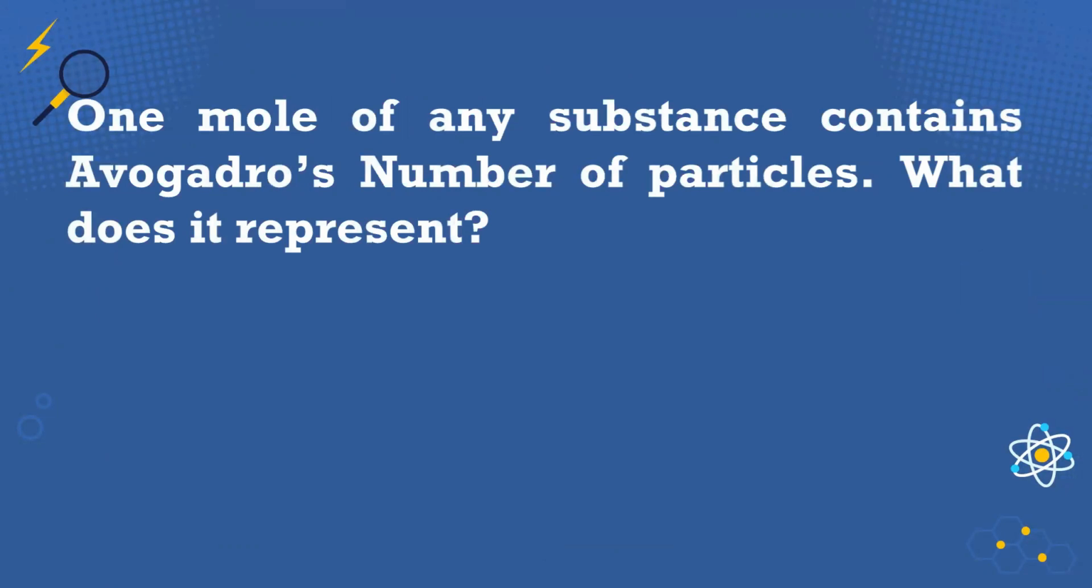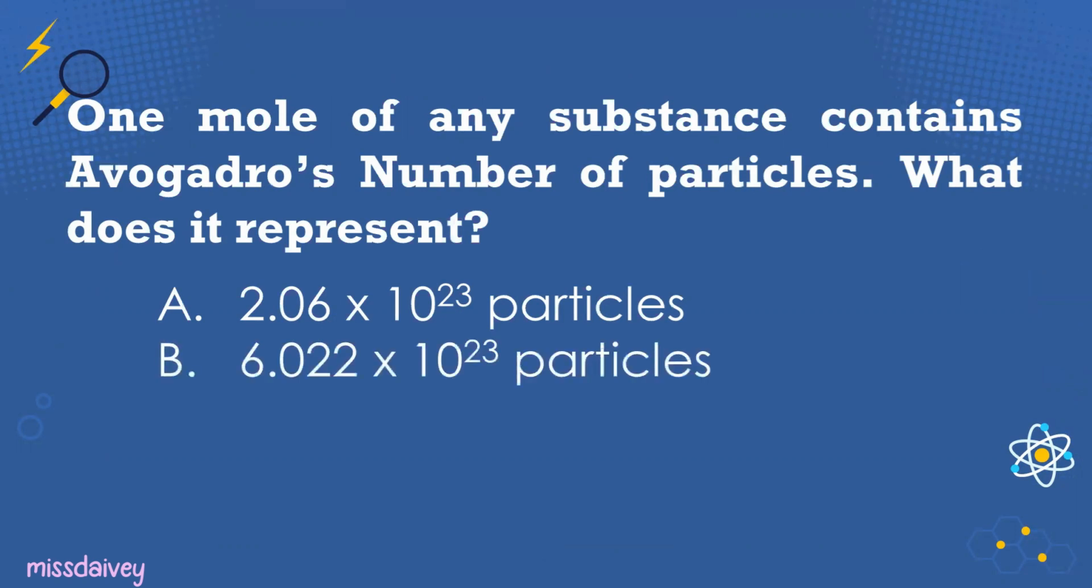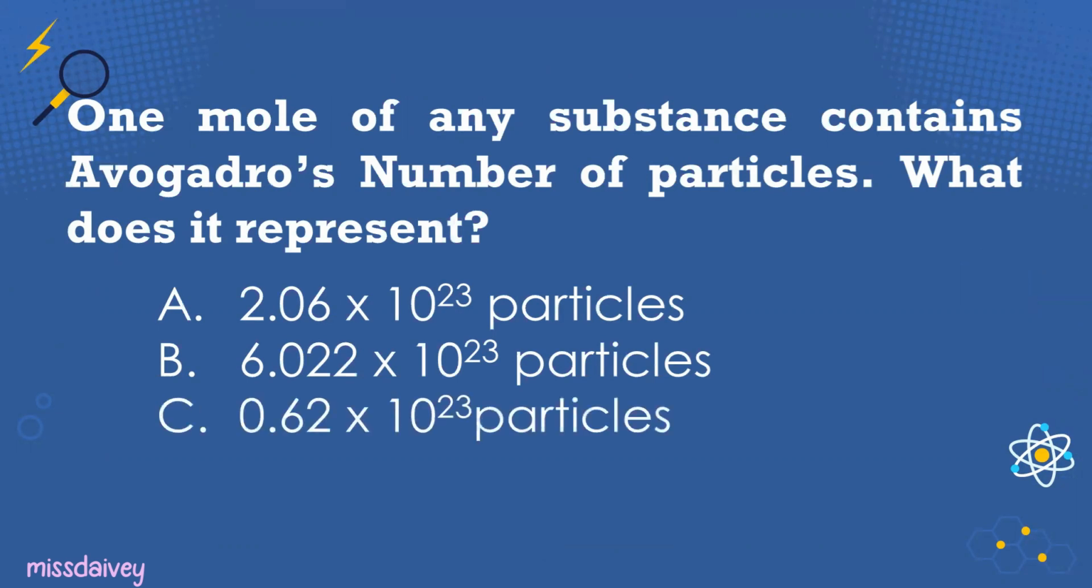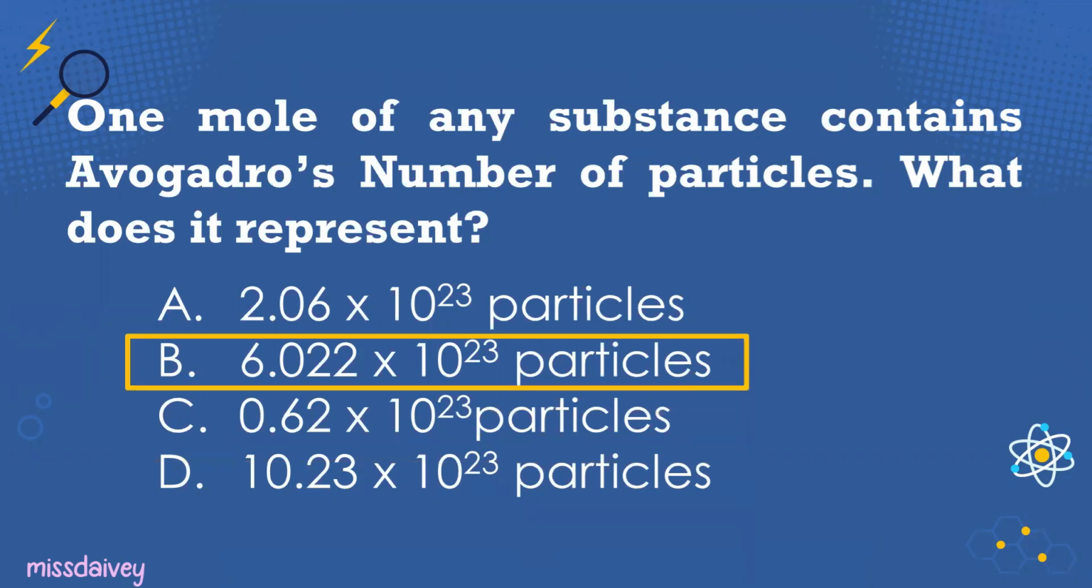1 mole of any substance contains Avogadro's number of particles. What does it represent? Is it A. 2.06 times 10 raised to 23 particles, B. 6.022 times 10 raised to 23 particles, C. 0.62 times 10 raised to 23 particles, or D. 10.23 times 10 raised to 23 particles? Alright, Avogadro's number is none other than letter B, 6.022 times 10 raised to 23 particles.